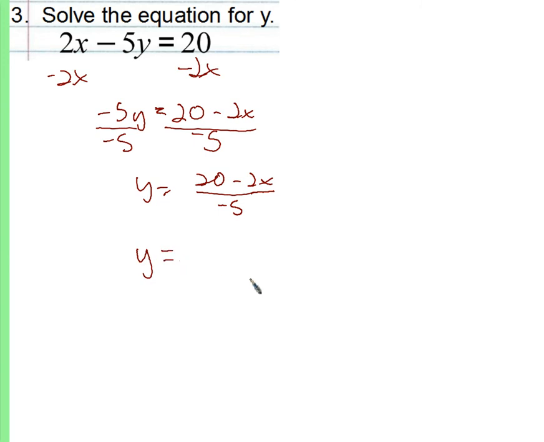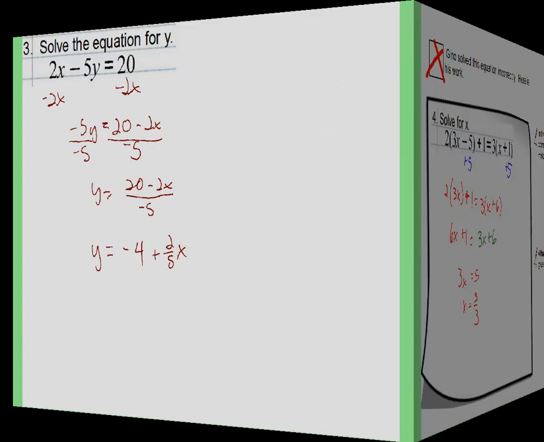Also, just like we talked about a little while ago, I could take each of these things and divide them by negative 5. So 20 divided by negative 5 would be negative 4. That cleans up nicely. Negative 2 divided by negative 5, that's positive 2/5 times x. Easier than the other one? Well, maybe, depending on what you want to use it for. Does this look familiar? Yeah, slope and y-intercept. So if we want to know the slope and y-intercept, we probably want to get it like this. So it just depends on how you want to use it.